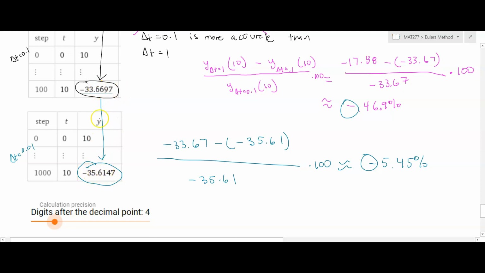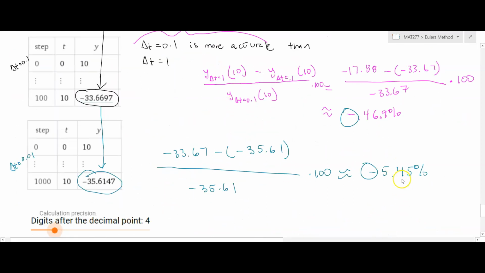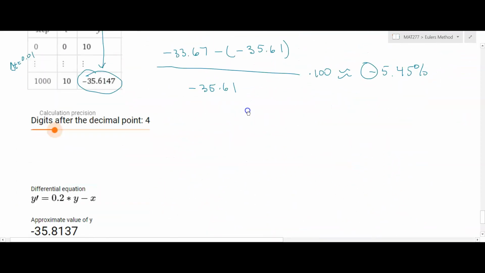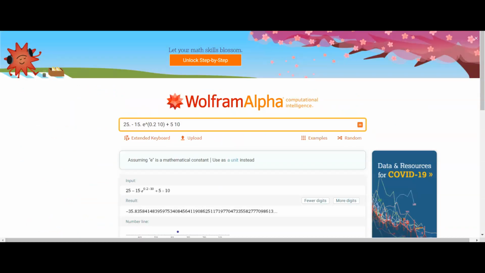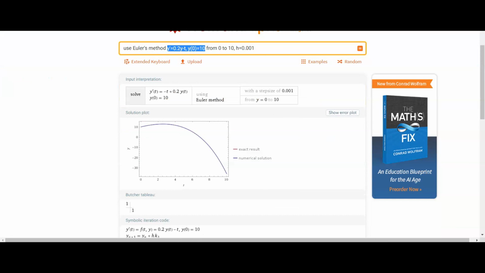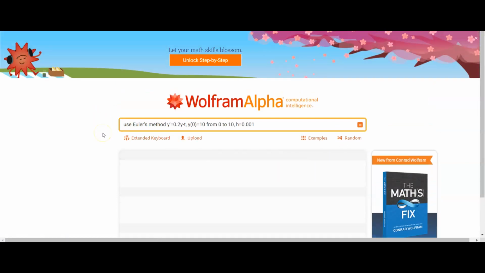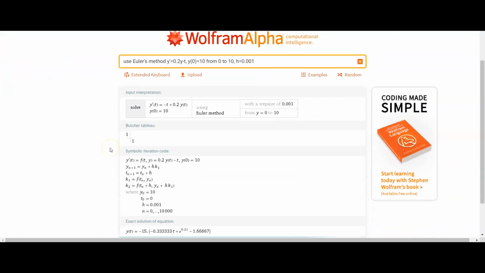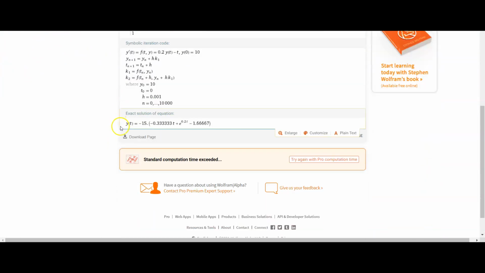So it seems like there's still room for improvement here. We said that we wanted to get that error to be smaller than 0.9%. So we're at 5.45%. We're not quite there yet. Now, one of the things you may notice with using this applet is that if you try to decrease the step size too much for some functions, unless you have a paid version of the software, it may not necessarily produce what you're looking for.